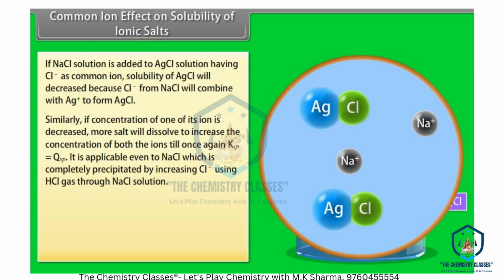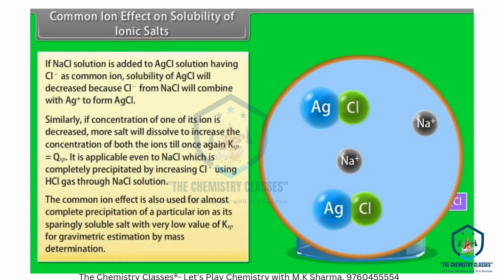It is applicable even to NaCl, which is completely precipitated by passing HCl gas through NaCl solution, thereby increasing Cl-. The common ion effect is also used for almost complete precipitation of a particular ion as its sparingly soluble salt with a very low value of Ksp for gravimetric estimation by mass determination.